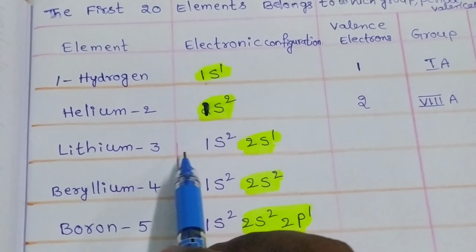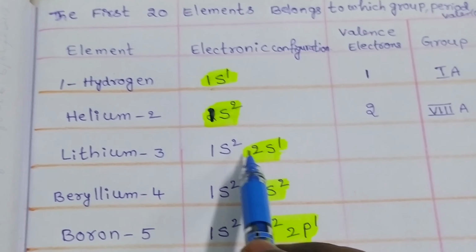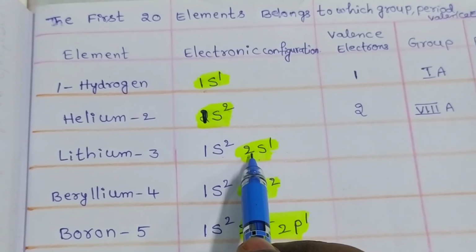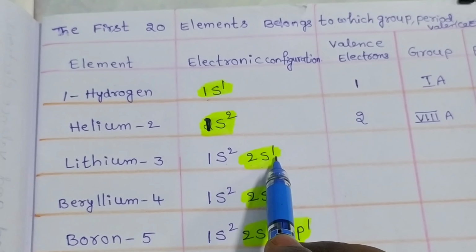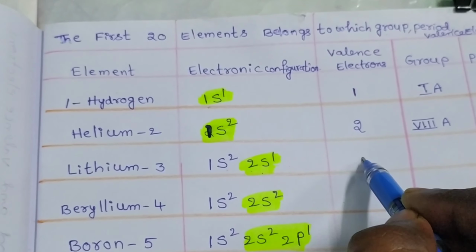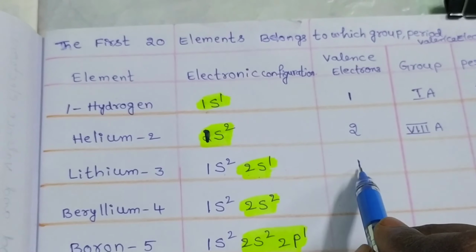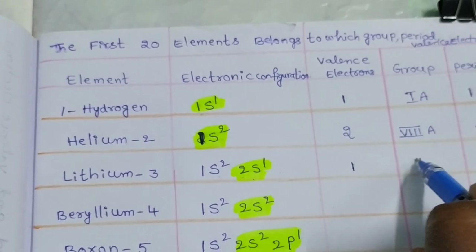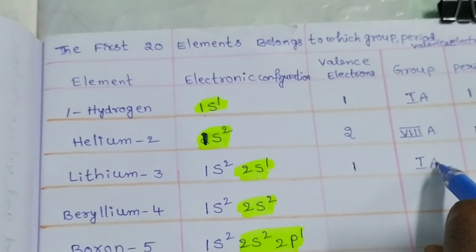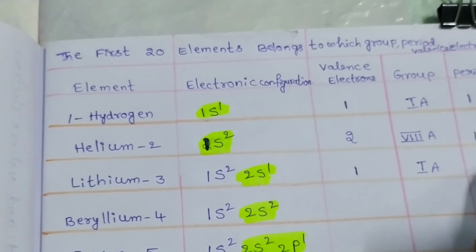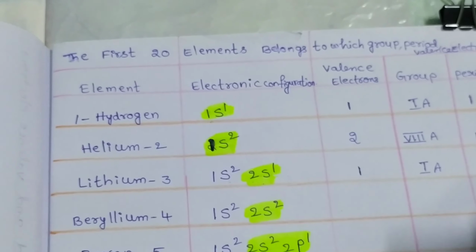Lithium, atomic number 3. Its electronic configuration is 1s2 2s1. The outermost orbit is the second orbit and it contains 1 electron. So the number of valency electrons in lithium is 1. Here the valency electron number is equal to its group number. So lithium belongs to first A group. Outermost orbit is 2, so it belongs to second period.